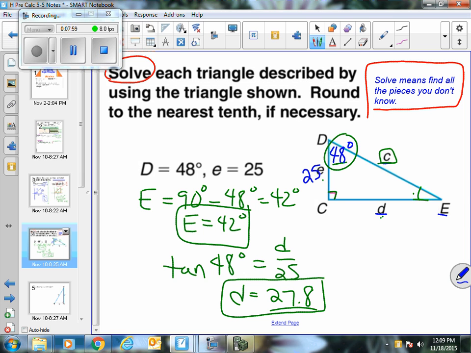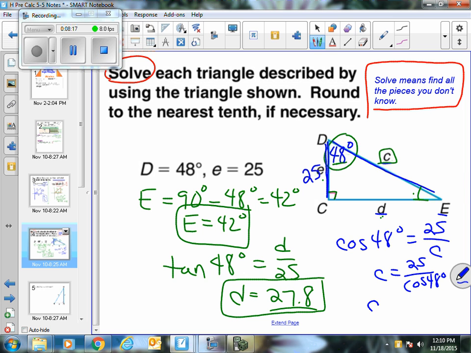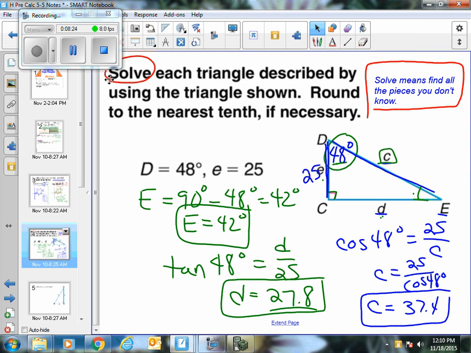So with this 48 degrees, I know the adjacent side. I want the hypotenuse. So what ratio is adjacent over hypotenuse? That would be cosine. 25 over c. And remember, when you're doing it that way, when you type it in, it would be 25 divided by cosine of 48. So that means side C, go ahead and do the divide, would be 37.4. So we can solve and find all the pieces that we don't know. So in this one, finding the angle wasn't too tricky because we already had one of the angles, and we can find the other sides using trig ratios.